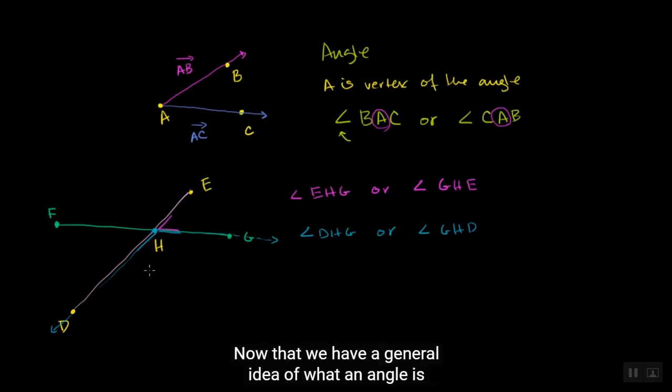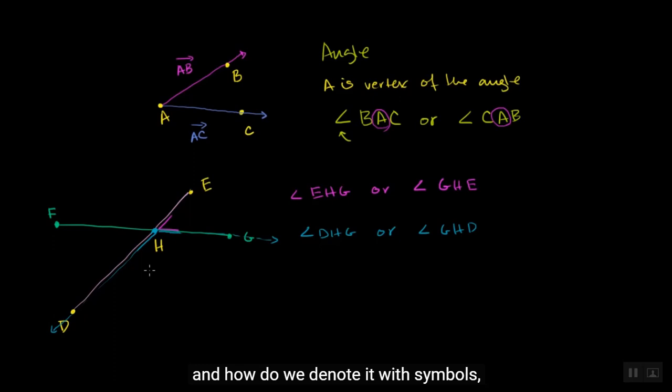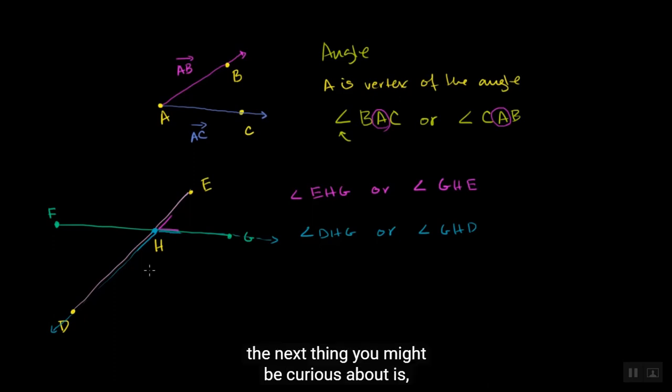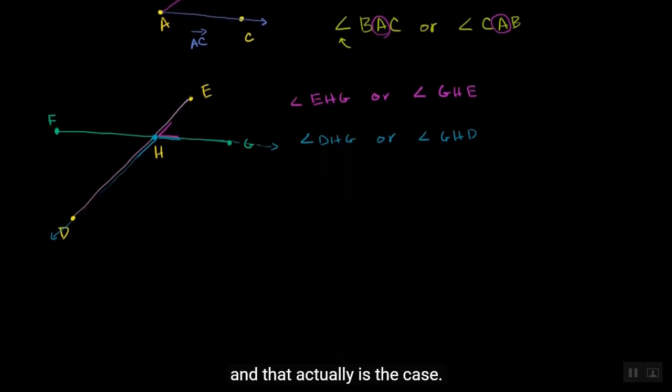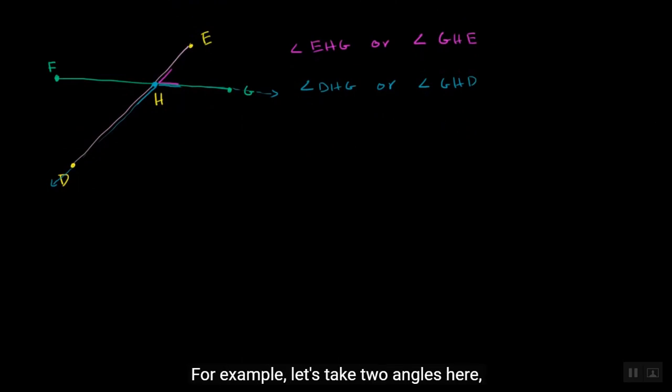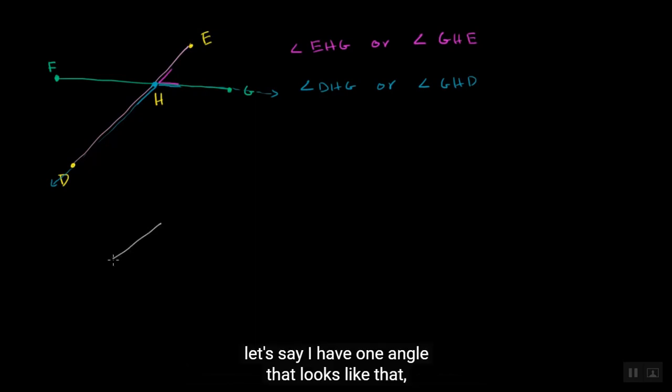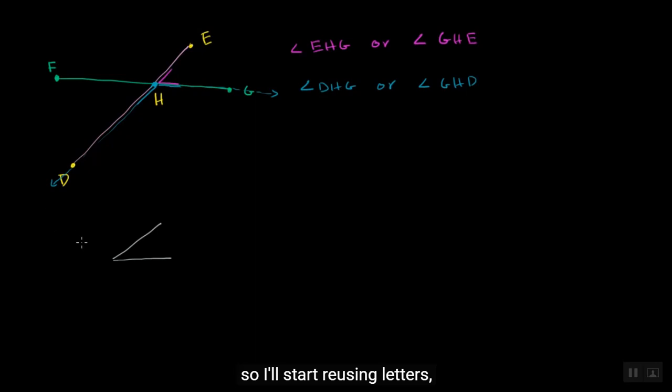So now that we have a general idea of what an angle is and how we denote it with symbols, the next thing you might be curious about is that it doesn't look like all angles are the same. It seems like some angles open up or are more open than others, and some are a little bit more closed in than others, and that actually is the case. So for example, let's take two angles here. Let's say I have one angle that looks like that. I'll start reusing letters. So let's say that this is A, B, and C.